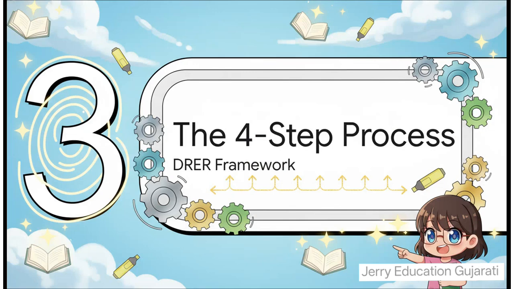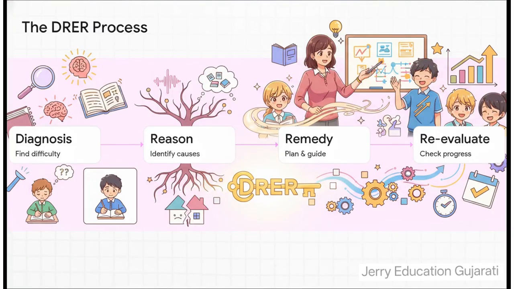Section 3. The 4 main stages of the process. Now, what's really interesting about this framework is that it shows up on the TET 2 exam year after year. So grab your mental highlighters. We use a memory trick to lock this in.